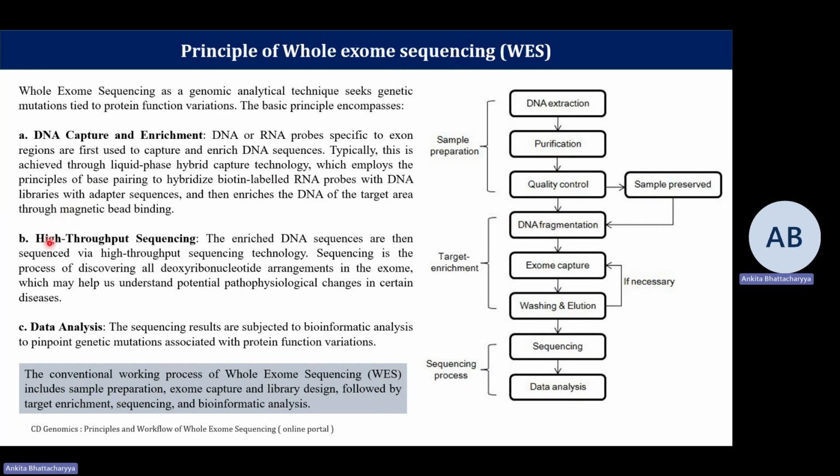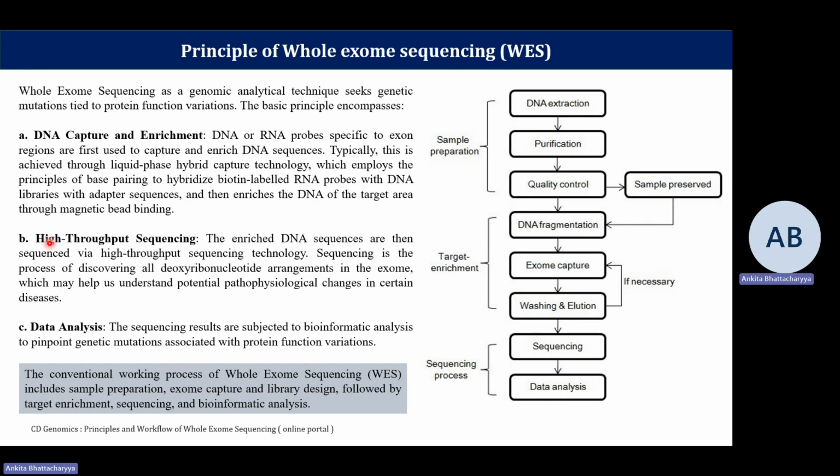What did we say? A lot of jargon came here. First, you use some probes, which are either DNA probes or RNA probes, to exon regions, which are used to capture and enrich for some DNA sequences, which form the exome. Typically, how is this done?